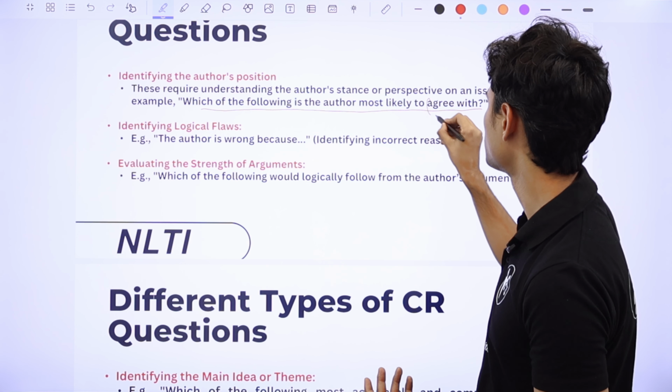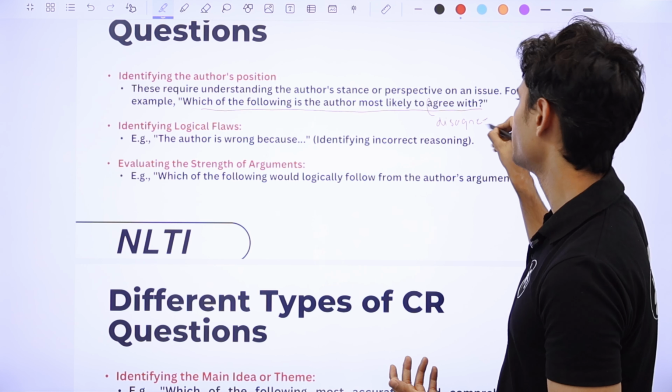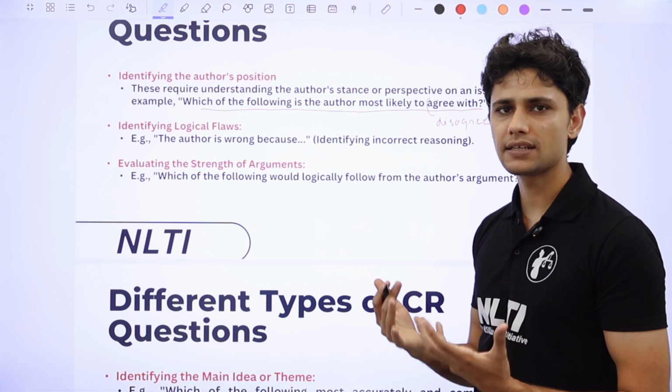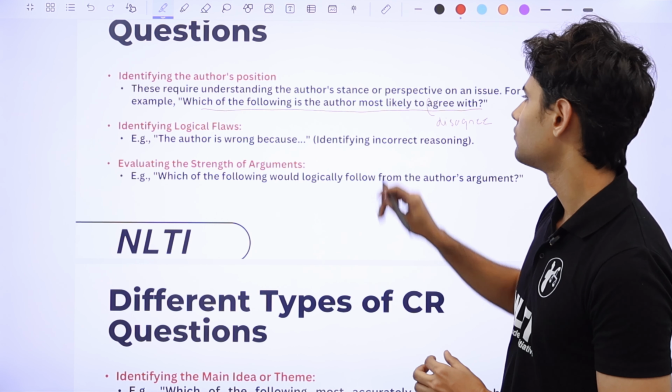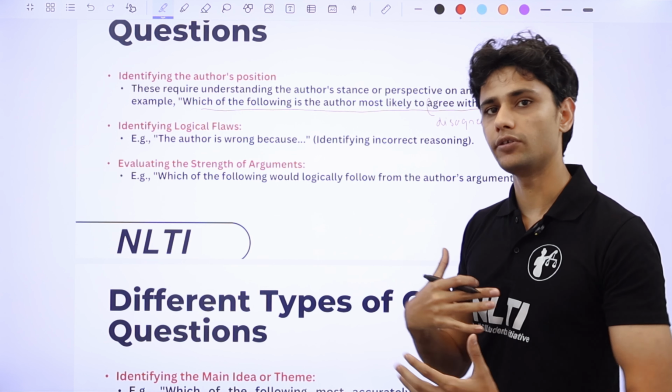Or sometimes they might also use the word disagree. So this question may come in different formats, but basically they are trying to ask you which of the following statements the author is either going to agree with or the author is likely going to disagree with.